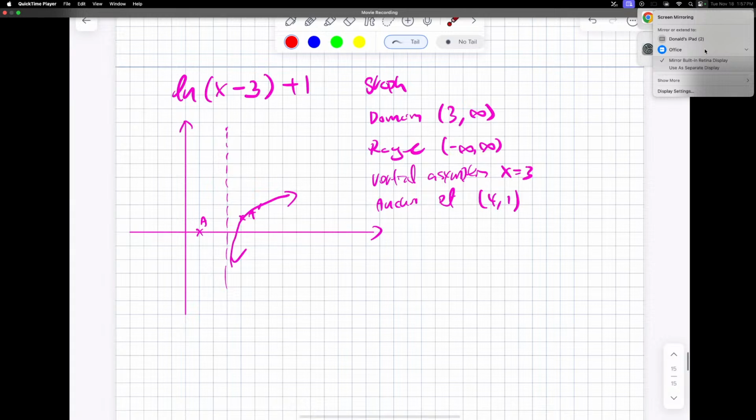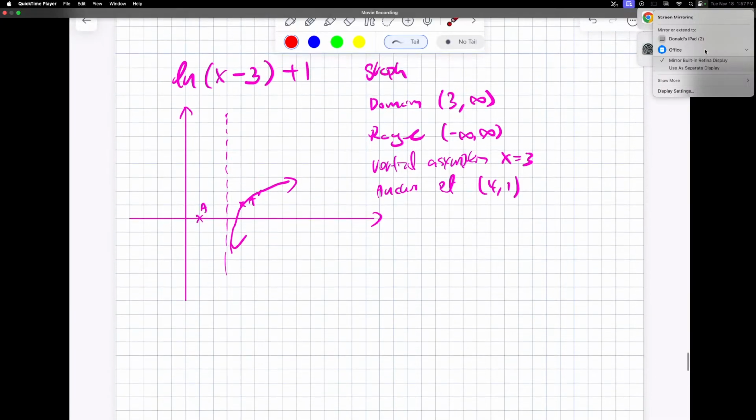Okay, so this is just going to fall like this. It will not touch the asymptote, but it will get very close to it, going to negative infinity. Never touch it. You'll get really close to it.